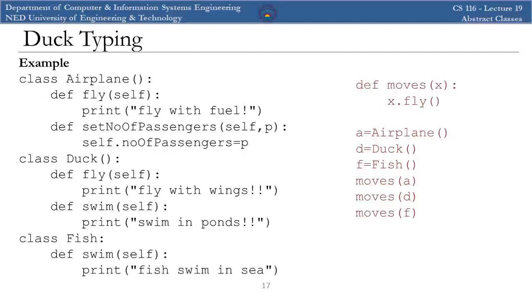Now if I try to call this method with F, this will give me an error, because this class fish, its interface is different from these two. This fish class does not contain that method fly. So I hope I'm able to make my point here.